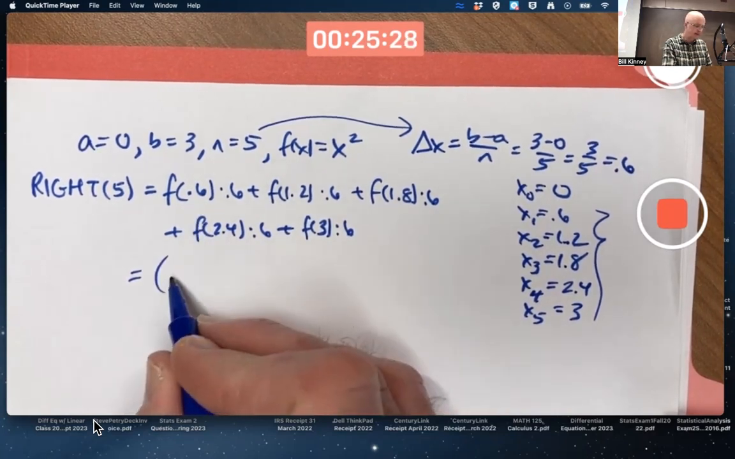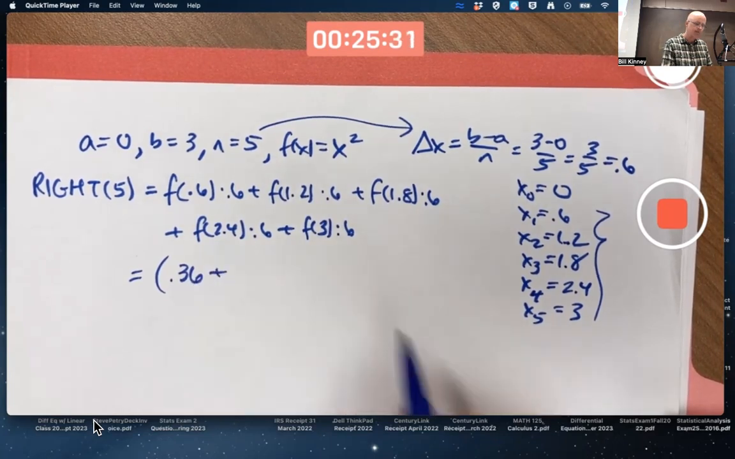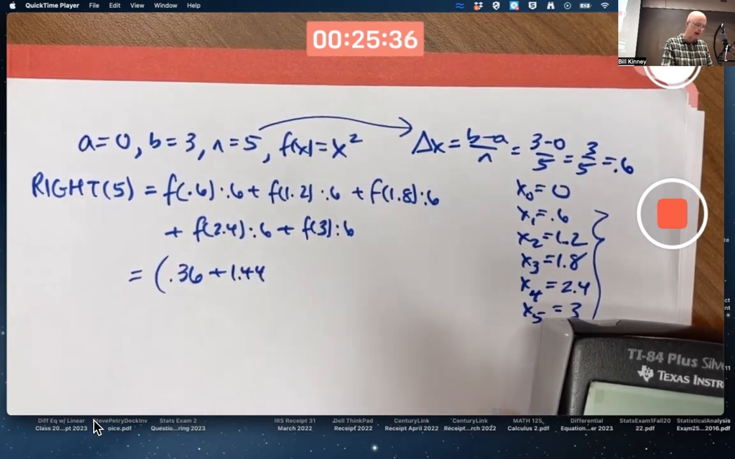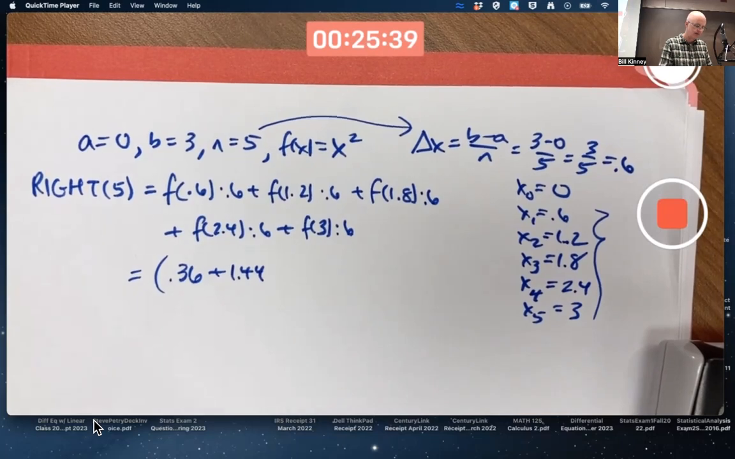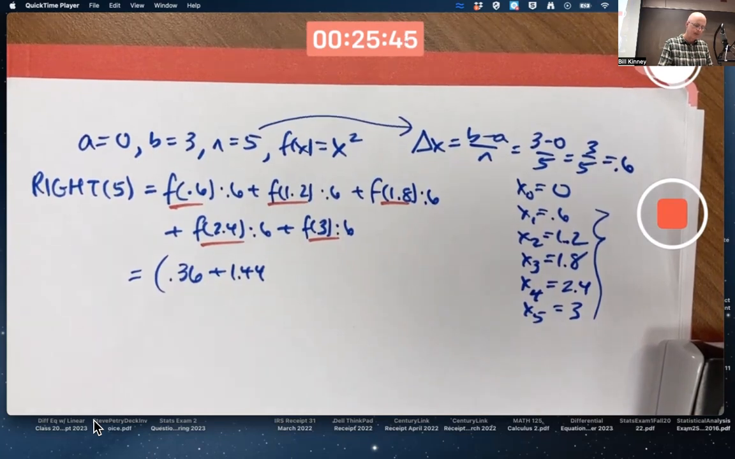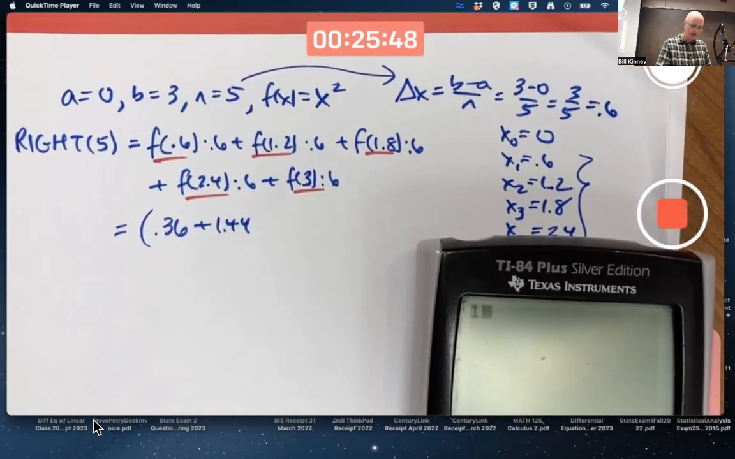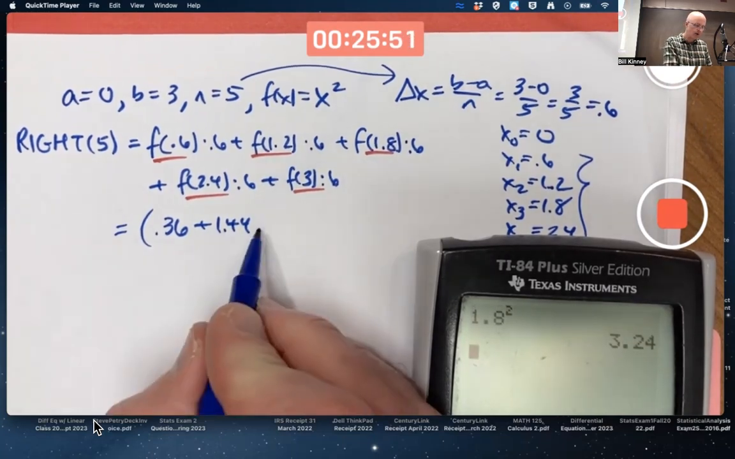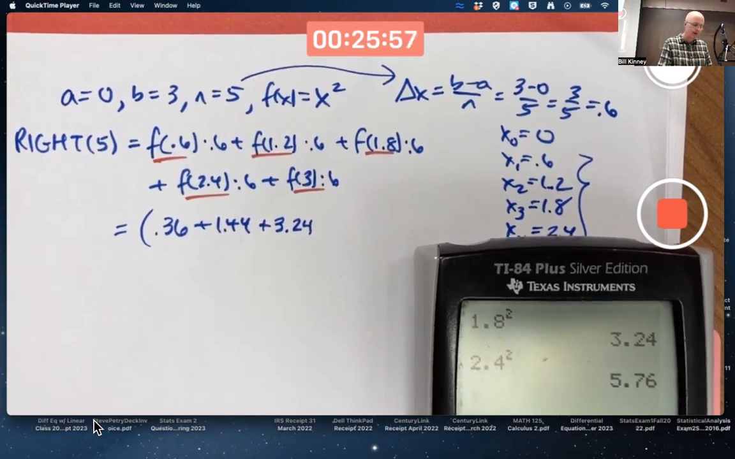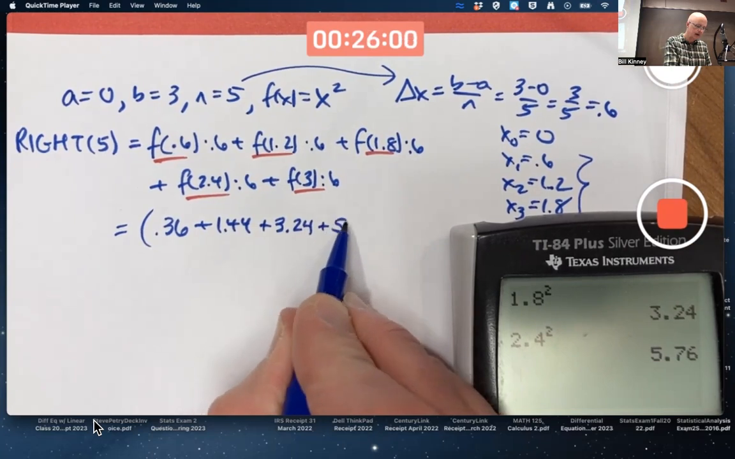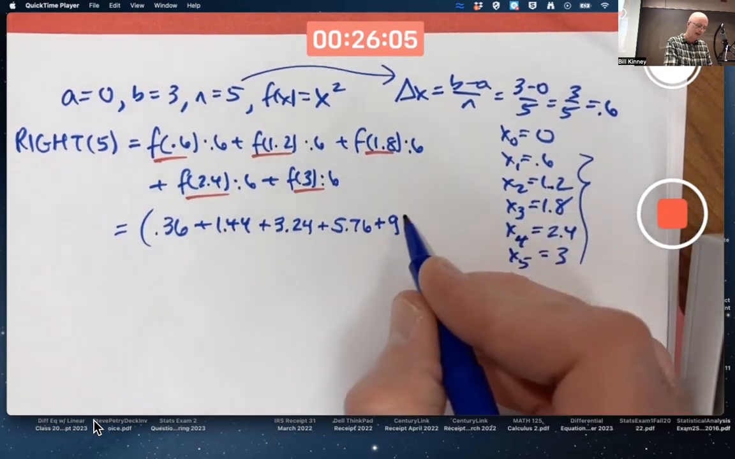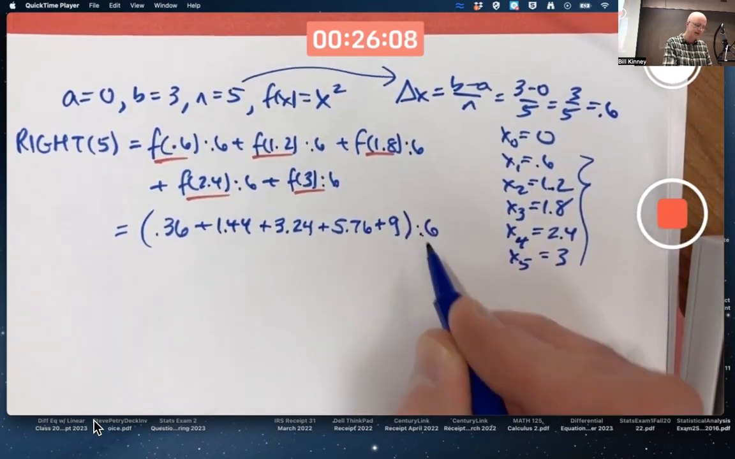f of 0.6 is going to be 0.6 squared, which is 0.36. 1.2 squared is 1.44. I'm evaluating f at these different numbers here, inside the parentheses. 1.8 squared is 3.24. 2.4 squared is 5.76. And of course, 3 squared is 9. That gets multiplied by 0.6. I factored the 0.6 out.